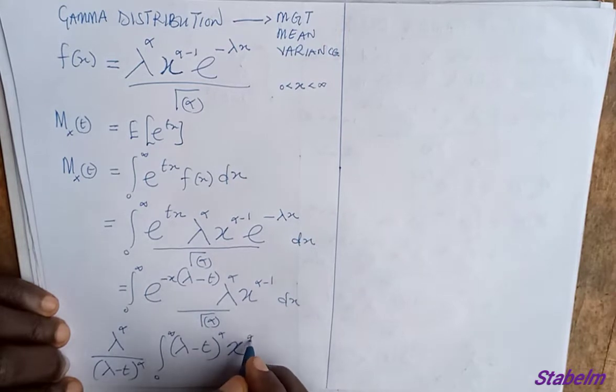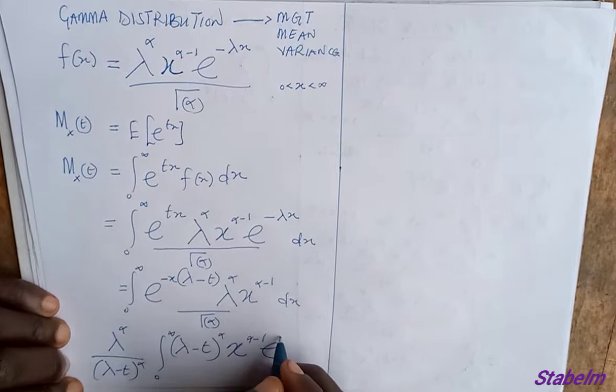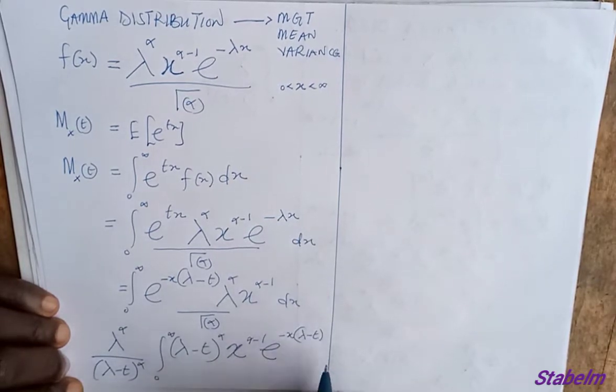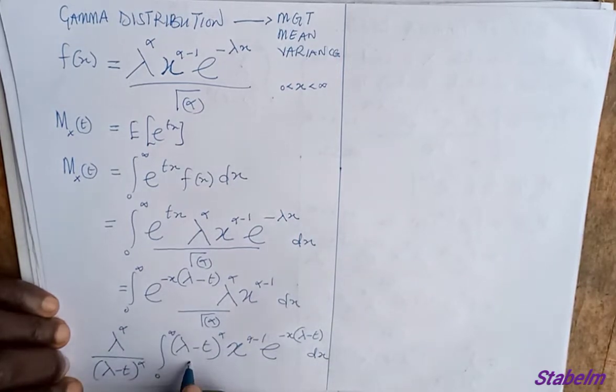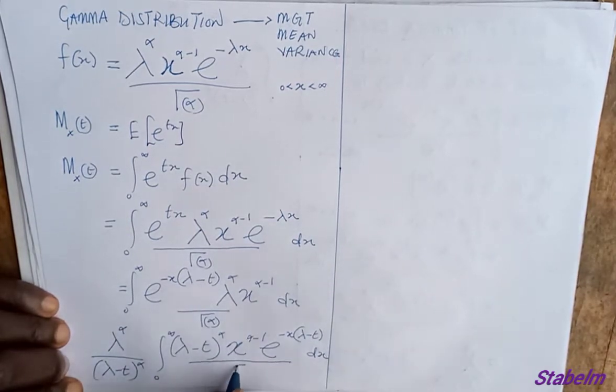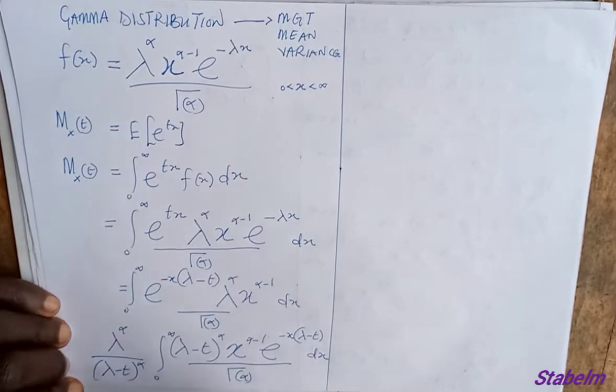x raised to power alpha minus 1. Then we have the exponential function, which is exponential raised to power minus x into brackets lambda minus t. We still have dx, and we should not forget this denominator. We have everything divided by gamma of alpha.